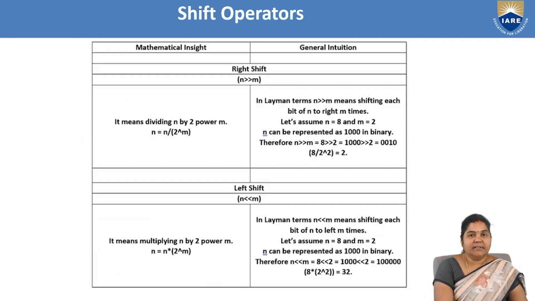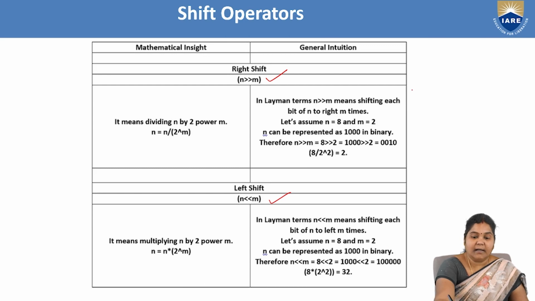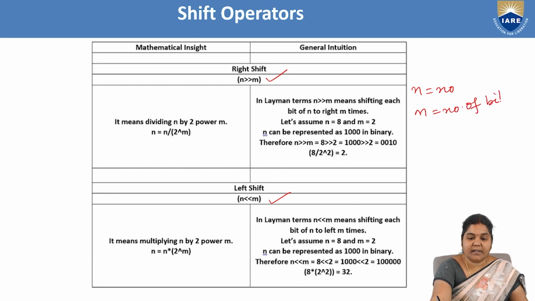After the bitwise AND, OR and XOR operators, we have shift operators also, which also act on bits. We have two types of shift operators: one is called right shift and one is called left shift. A number is given, n is the given number, and you have to shift that number by a certain number of bits. So here n is the given number and m is the number of bits by which you want to do the shifting.